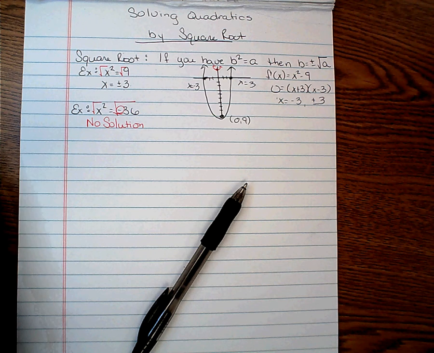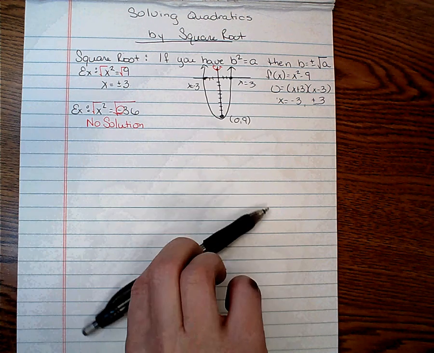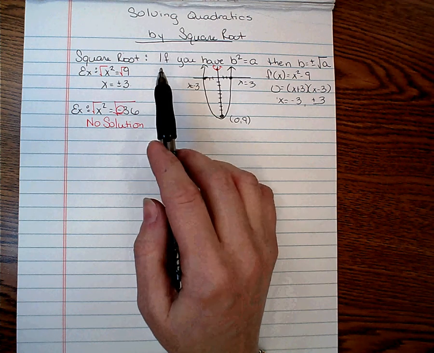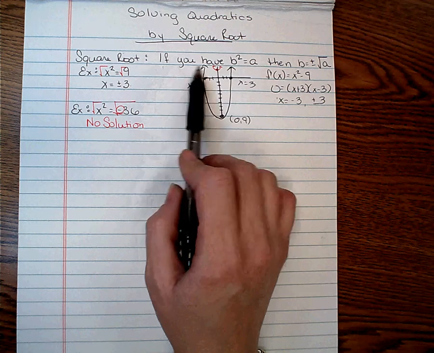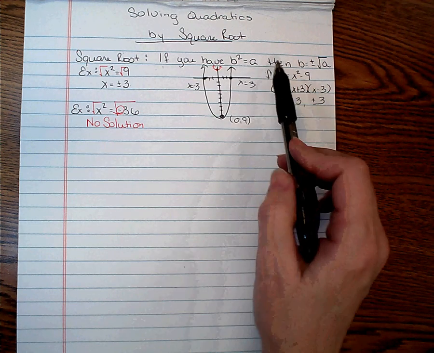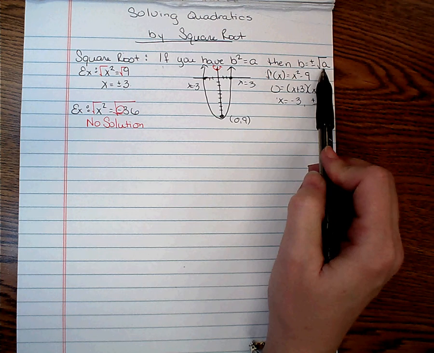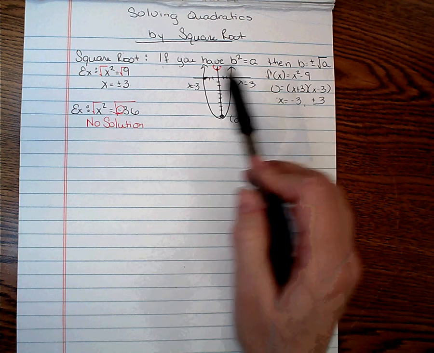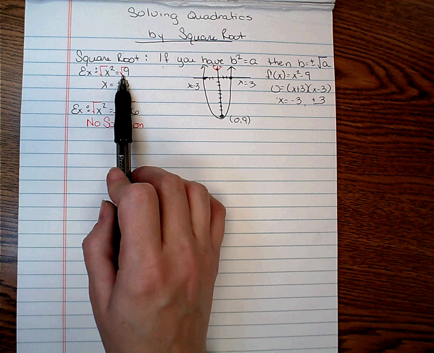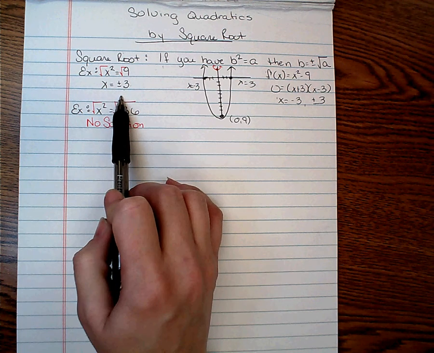Okay, today we're going to be solving quadratics using square roots. So you need to know that if you have b squared equals a, then b equals plus or minus radical a. You can take the square root. For an example, you have x squared equals 9. When you take the radical of both sides, you get plus or minus 3.